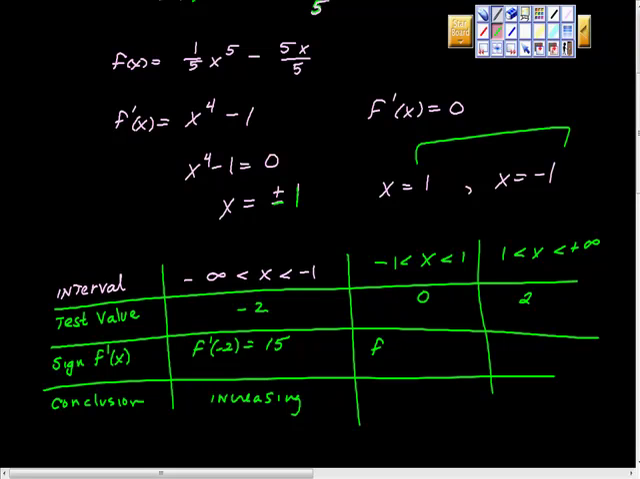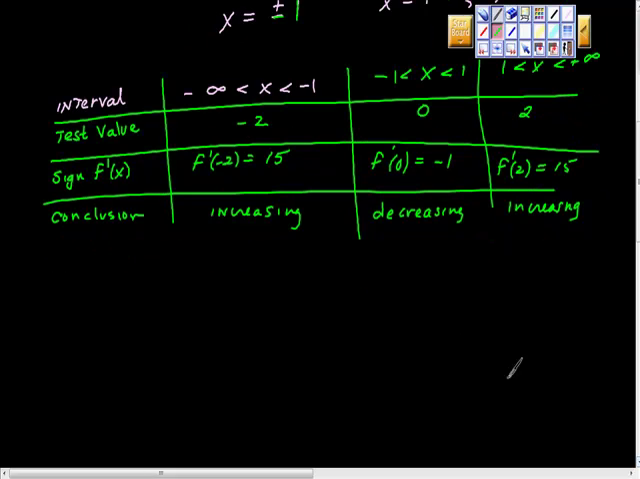Take f prime at 0. f prime at 0 is negative 1, isn't it? Negative 1 is a negative number, so we know the function is decreasing on that interval. And lastly, we can assess f prime at 2, and f prime at 2 is also equal to 15, right? Because x to the fourth is 16, minus 1 is 15, so we know it's increasing there, isn't it? So this should get us to answering the question.